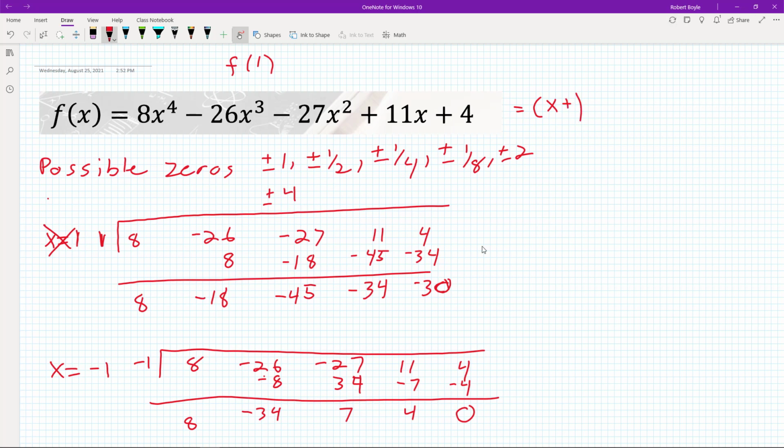If negative 1 is a 0, then x plus 1 is the factor, times a quotient. And that quotient is going to be 8x cubed minus 34x squared plus 7x plus 4. Okay? So now we need to find 3 other factors. Given the fact that we have a 4 here, there will be 4 factors. So we found one of them, we have to find the other 3.